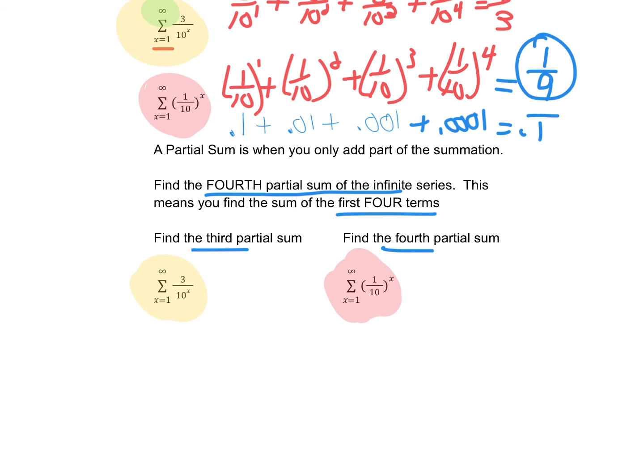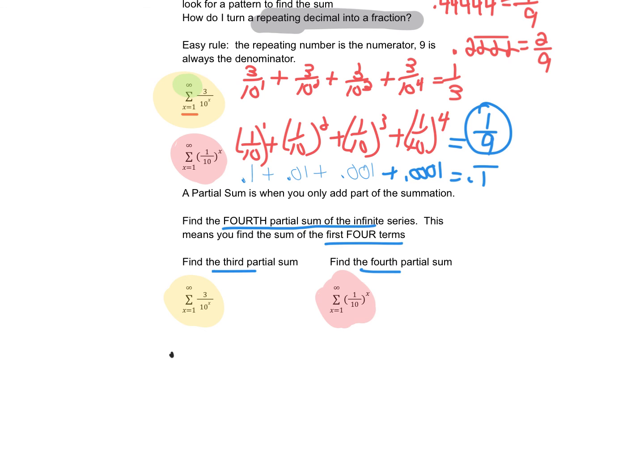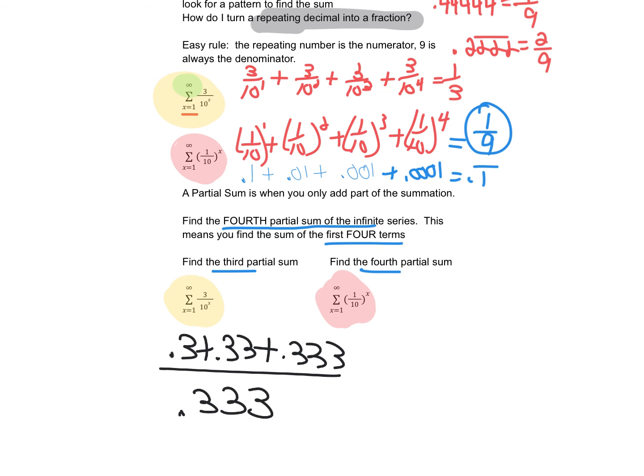So we said our first term was 0.3, our second term was 0.03, and our third term was 0.003. But since we're only finding those 3 terms, we can add them together, and it'd be 0.333 exactly. We are not rounding that or changing it to a fraction, because we only want exactly the first 3.